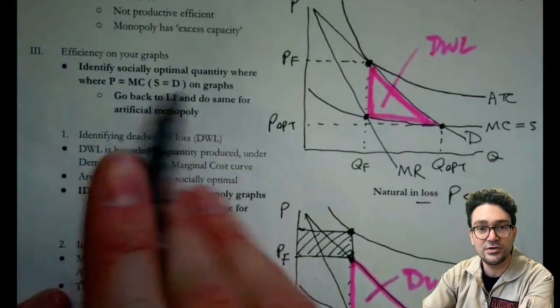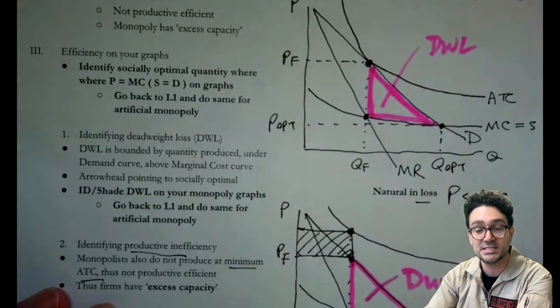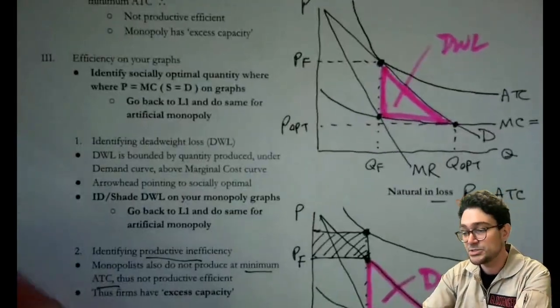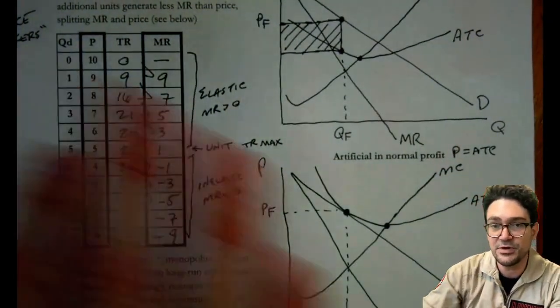Now, very quickly, what we want to do is go back to lecture 1, and we're going to label deadweight loss and the Q opt point on those. So I have my notes from the last time that we talked about lecture 1, and these are the graphs that we drew once already.